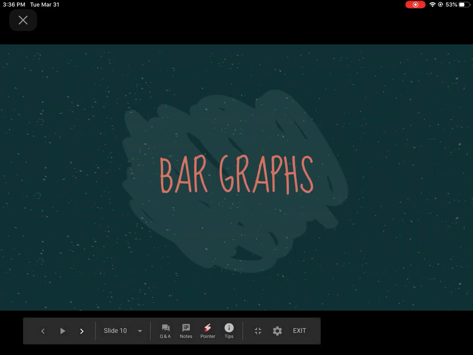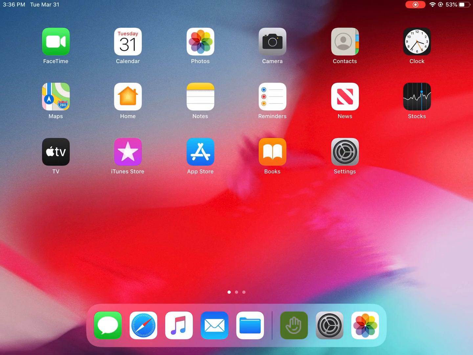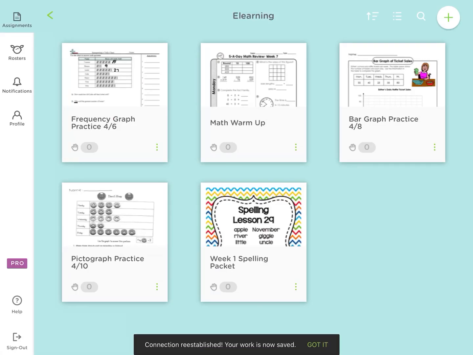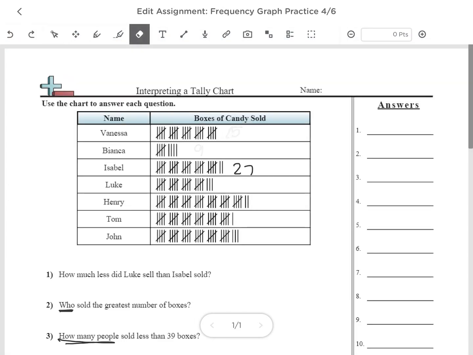Okay, stay tuned for bar graphs on Wednesday, but before we go, I wanted to show you a little bit of help on your practice that you're going to be completing on ClassKick. So if you go onto your ClassKick e-learning page, you are going to see an assignment called Frequency Graph Practice 4-6. That is for Monday.